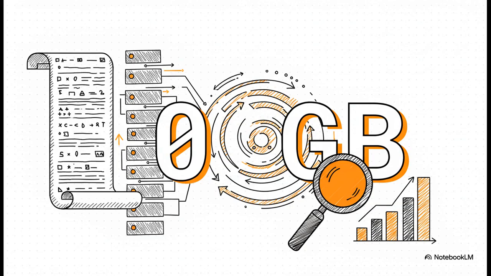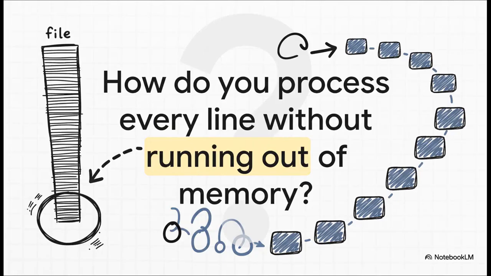And it's a big one. Let's say it's 10 gigabytes. So what do you do? If you tried to read that entire 10 gig file into a list in your memory, your computer would probably just give up. You'd run out of RAM and the whole thing would crash. So how do you possibly process every single line in that massive file?